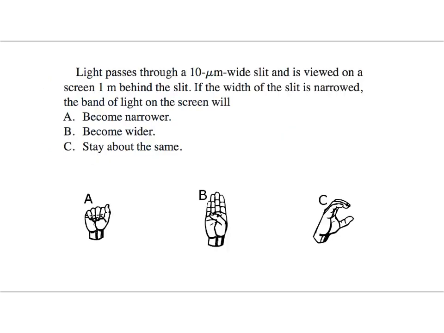Now, here's a question for you. Based on that relationship that we just saw, light passes through a slit and is viewed on a screen 1 meter behind the slit. If the slit is narrowed, what does that do to the band of light on the screen? And the band of light is the central maximum. Think about that one. I'll be back.